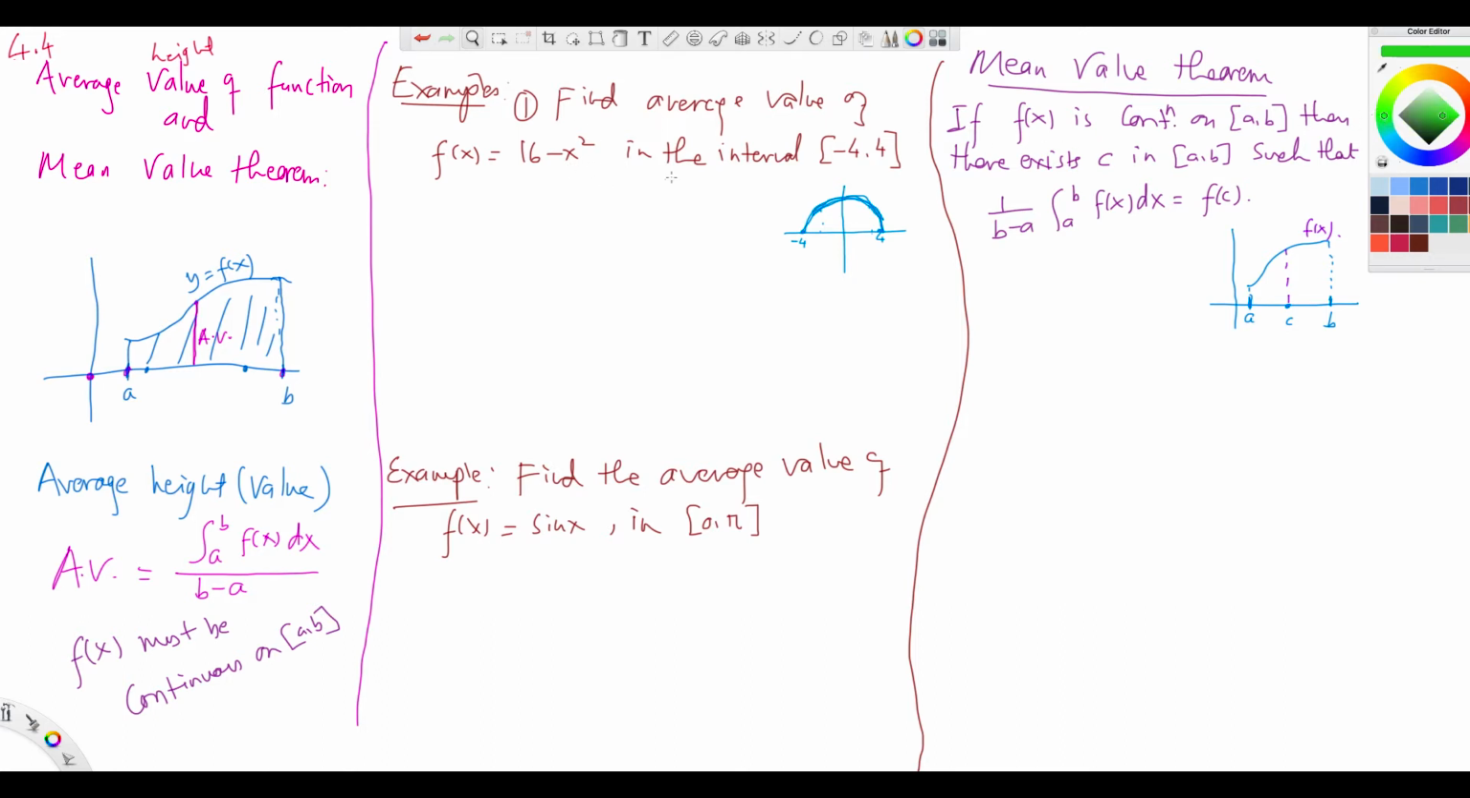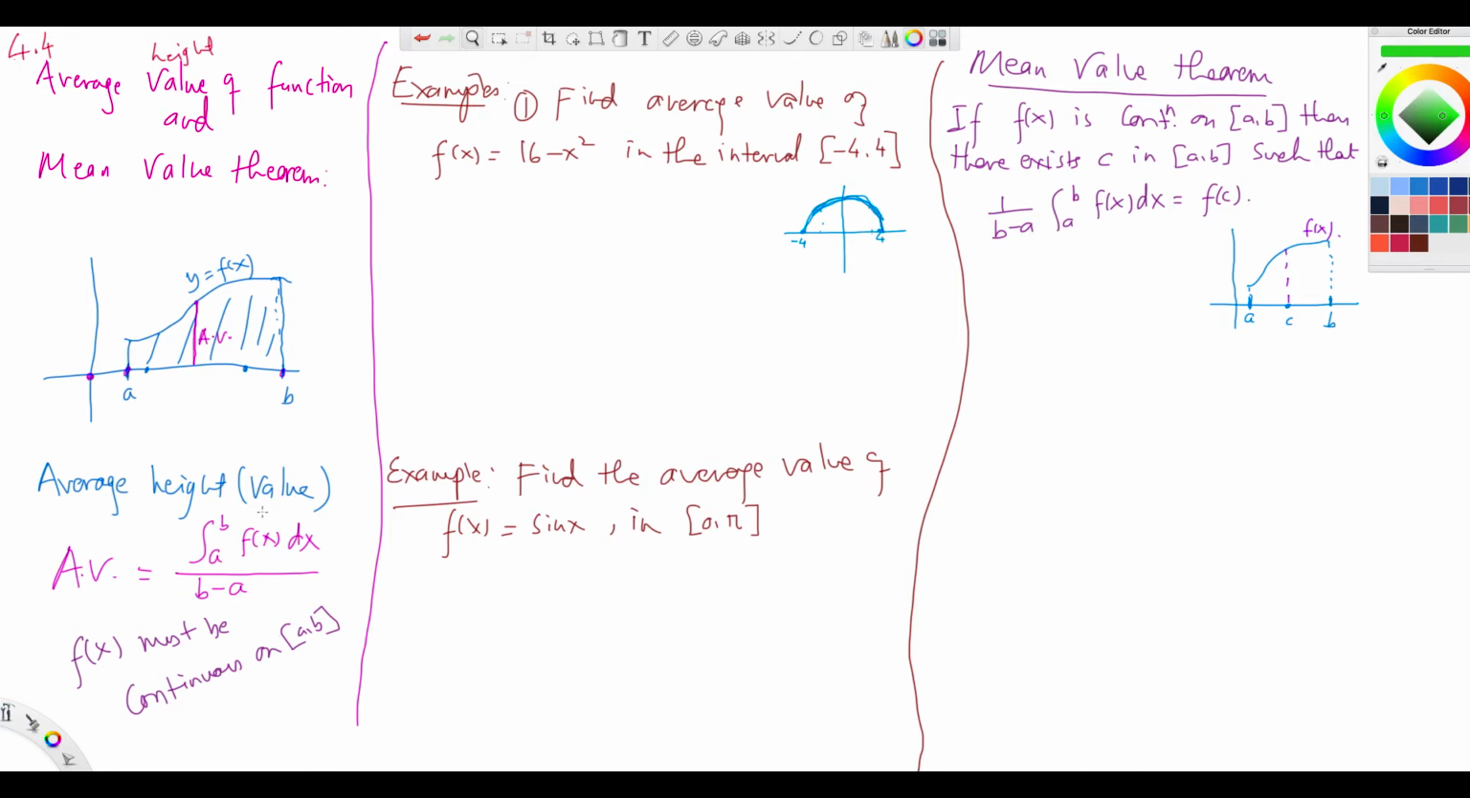16 minus x squared in the interval -4 to 4. We will use this formula. By the way, I forgot to mention that to use this average height formula or the average value formula, you need to have the function continuous in the interval AB.